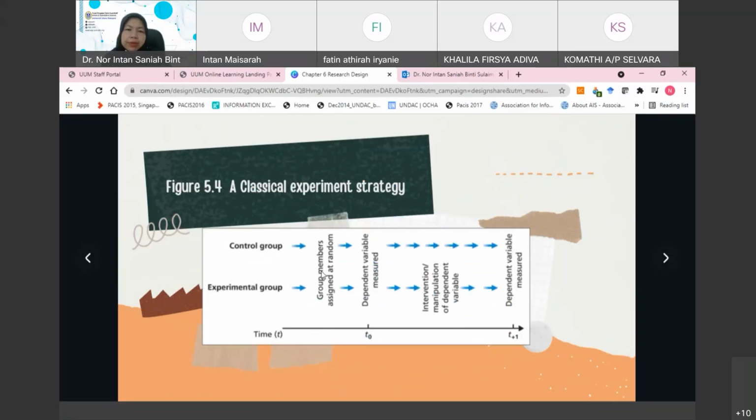So they have group, okay, control group, experimental group, and then they have dependent variable measure, and then intervention for experimental group itself. So they have the time horizon, and as well as they will check the dependent variable measure again. Okay, so it's more classical experiment. Okay, this one ada satu topik details on this experimental design in chapter later on.